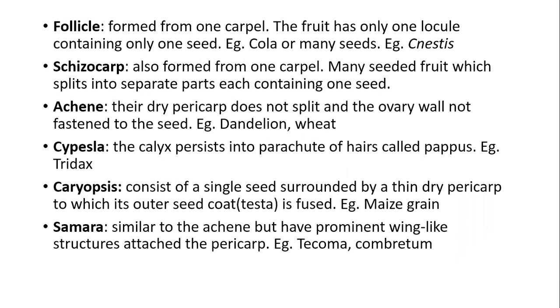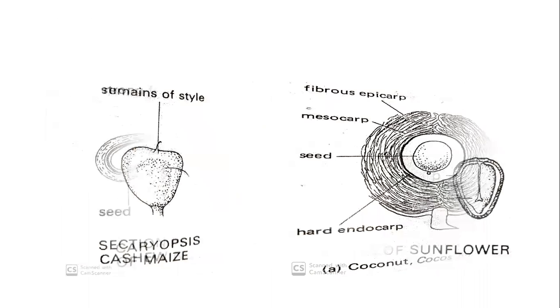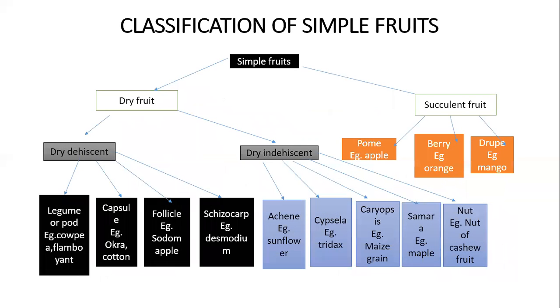Now let's look at the succulent fruits. The succulent fruits, as I made mention, are made up of three further classifications. You have one, the pome, two, berry, three, drupe. So under the succulent fruits, you have the pome, berry, and drupe. These form the three classifications under succulent fruits.